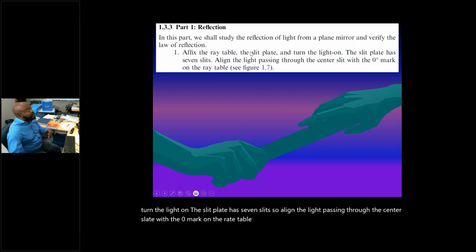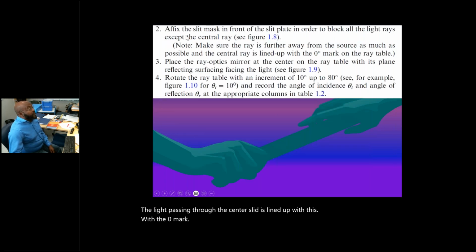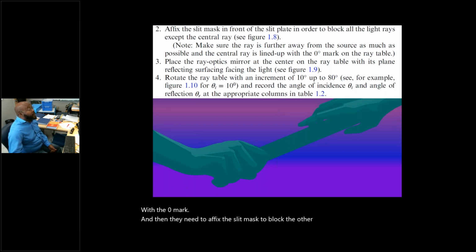So following this, they are encouraged to do it on their own without referring to the figure. If that's something they can't do, then they can refer to the figure that's provided in the book. So that's the light source, that's the slit, and this is the ray table. And as you can see, the light passing through the center slit is lined up with the 0 mark. And then they need to affix the slit mask to block the other rays except one.